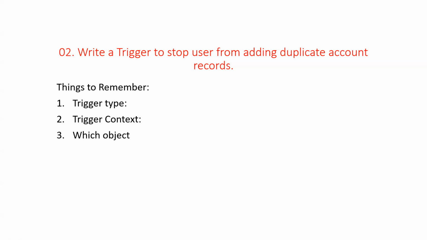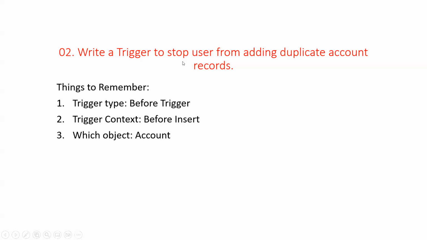The second thing you need to keep in mind is the trigger context. What context of trigger? Is this before insert, or after insert, or before delete, or after delete? There are a couple of trigger contexts we already discussed in the first class. We need to specify that before writing a trigger. And the third thing is which object. Obviously, a trigger is written on a specific object to automate things. So these three things should be taken into consideration before writing any sort of trigger.